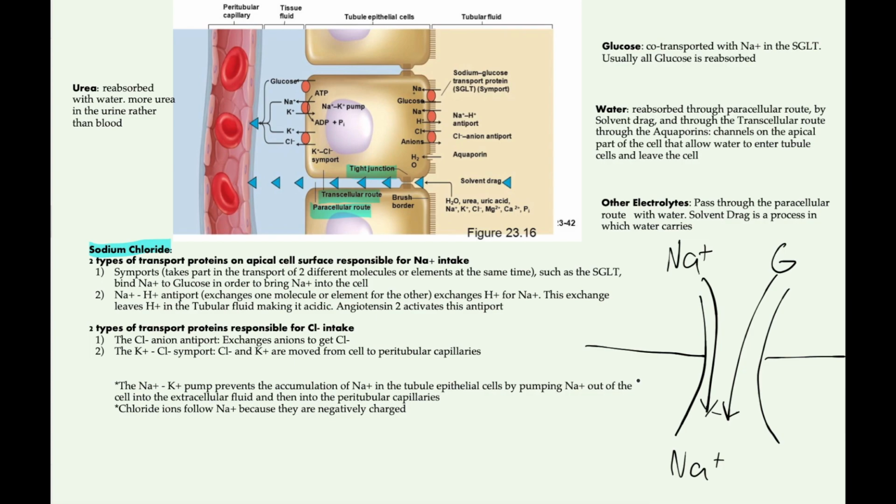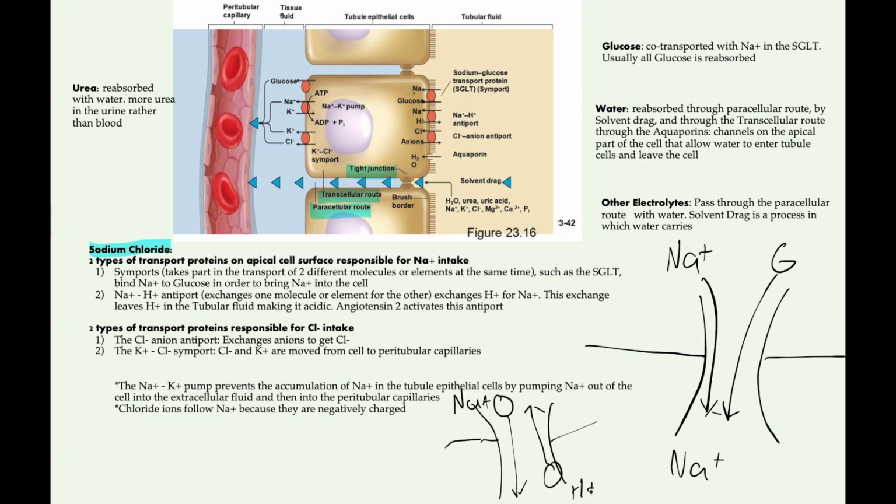Second, we have an antiport. I'll illustrate what an antiport looks like. Since we have our example, let's talk about the sodium hydrogen ion antiport. An antiport just involves the exchange of one molecule or element for another. Think of this as trading. You can only get one thing. For the sodium hydrogen antiport, we can only get sodium if we exchange hydrogen ions.